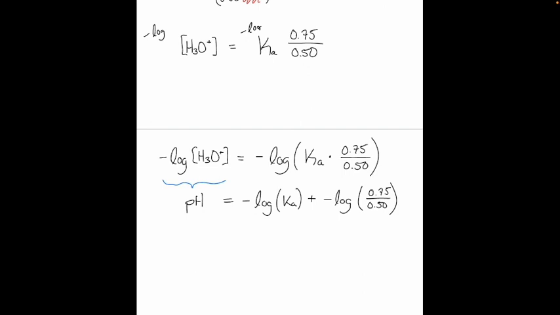All right, and now we're going to define a new term here. The negative log of the concentration of hydronium, we call that pH. The negative log of the concentration of hydroxide, we call that pOH. The negative log of a Ka, we call the pKa.